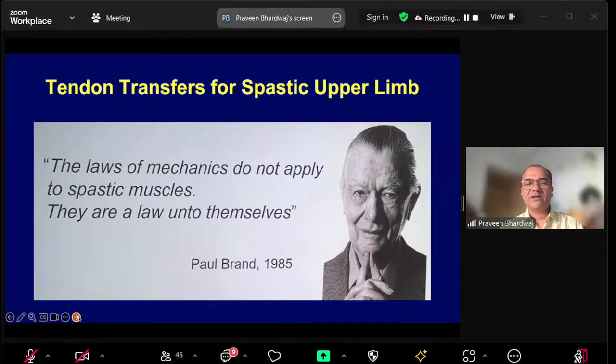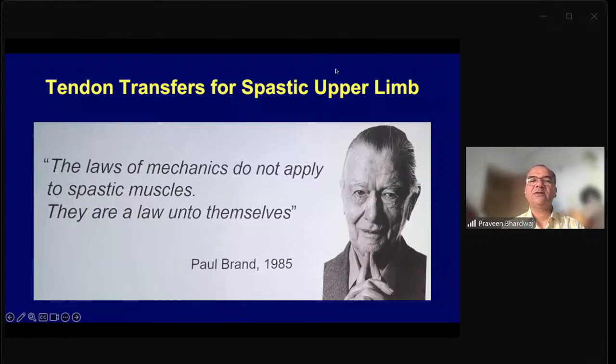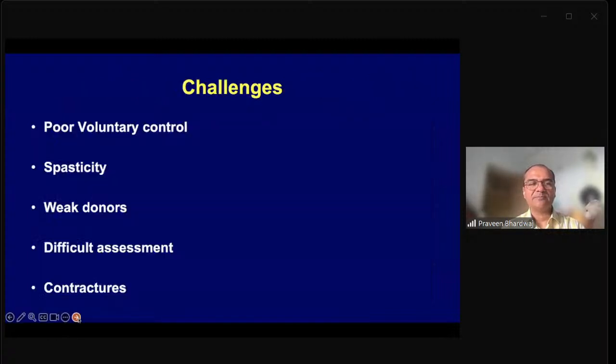That is because the tendons don't really follow the rules of tendon transfer; they don't work in the correct force and they don't work in the correct phase. And many times you will not be able to find out what is the actual power of the muscle because of the spasticity. And these all lead to all the challenges in the spastic upper limb.